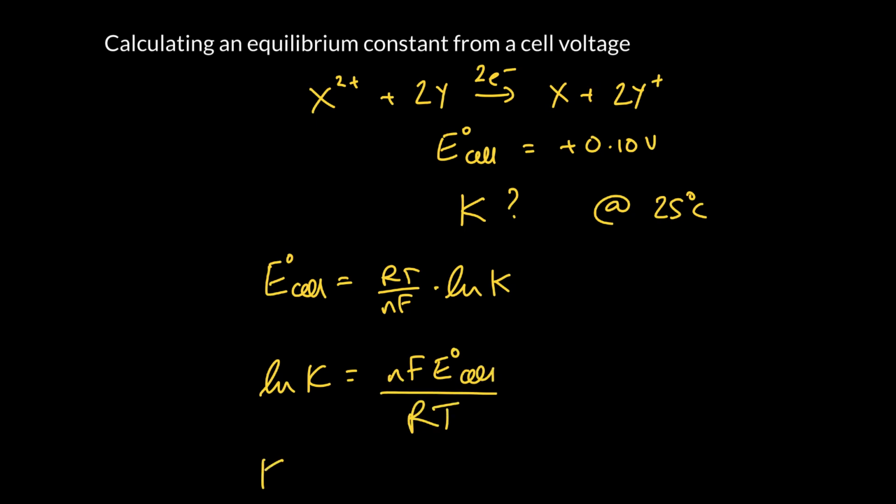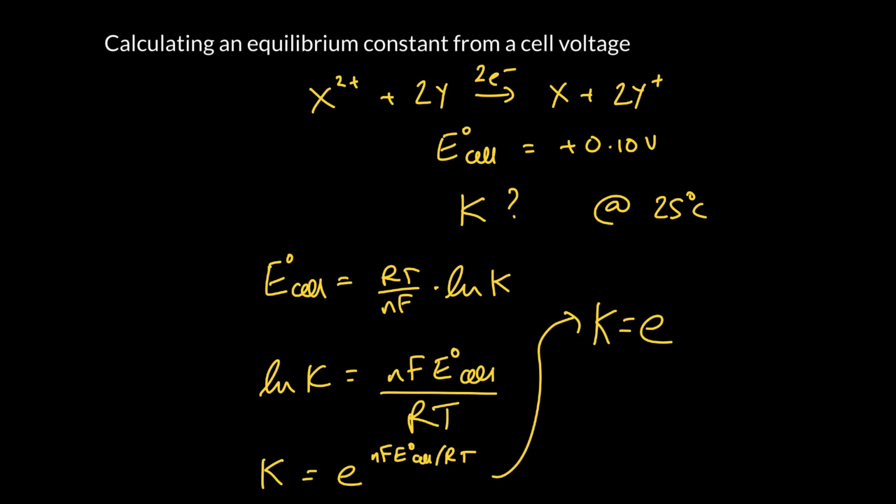And if we want the equilibrium constant, we have to anti-log. So that would be E to the power of NF E cell over RT. Okay, so now we're ready to go ahead and do this calculation. So we can calculate the equilibrium constant. So it would be E to the power of N. So that's the number of moles of electrons transferred.